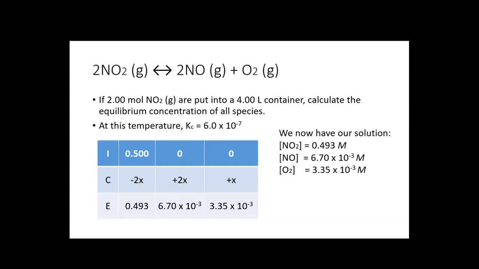We now have our solution. The nitrogen dioxide equilibrium is 0.493 molar. The nitrogen monoxide is 6.70 times 10 to the negative 3rd molar, and the oxygen concentration is 3.35 times 10 to the negative 3rd molar.